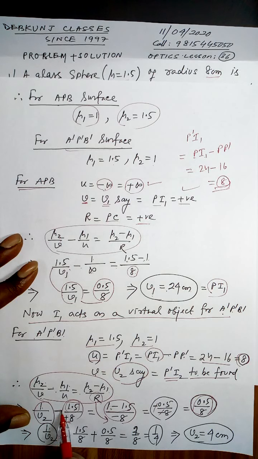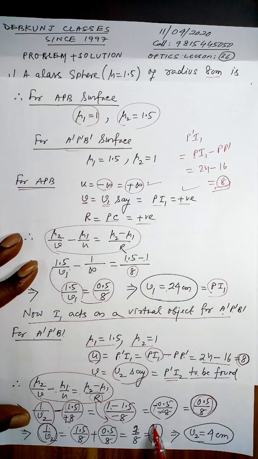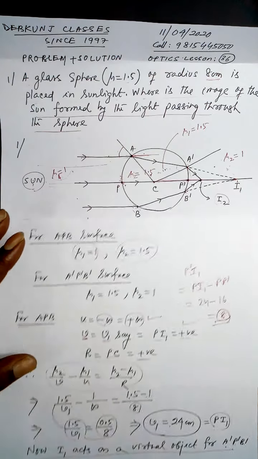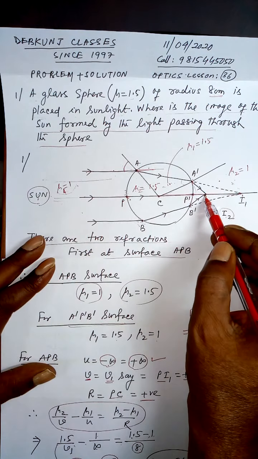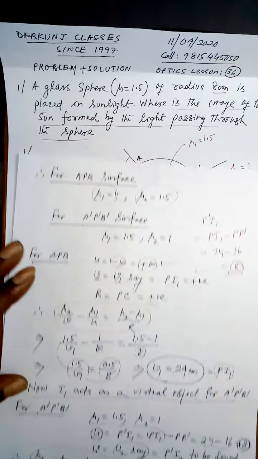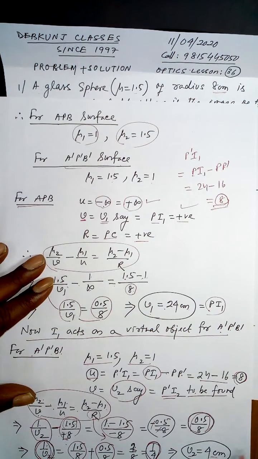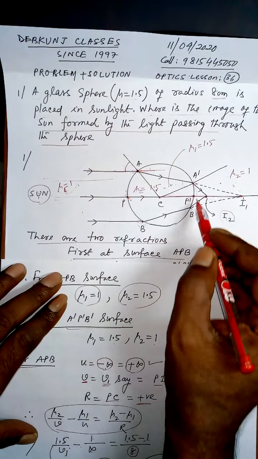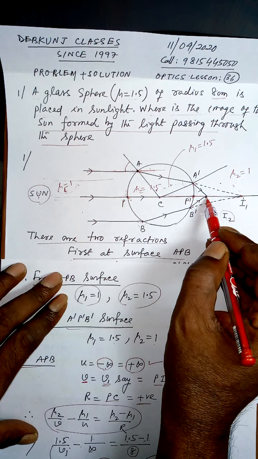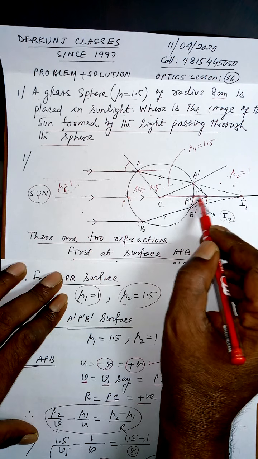Now take this one to the right hand side. This under simplification gives you 2 by 8, that is equal to 1 by 4. Now cross multiply, we get V2 equal to 4 centimeter. That is, the final image is plus 4 centimeter. V2 is plus 4 centimeter, and from P dash to I2, this distance is 4 centimeters.